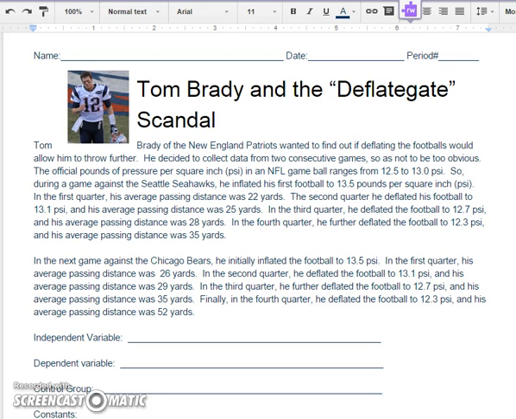Now, if you're like me, you're looking at this information thinking, there's a lot there and I don't even know where to start. So the first thing that you need to do is just to figure out what you're measuring, which is your independent variable and which is your dependent variable. Well, the independent variable is the one that we are changing. So I'm going to write in that the independent variable is the PSI, or the football pressure, and that is measured in PSI.